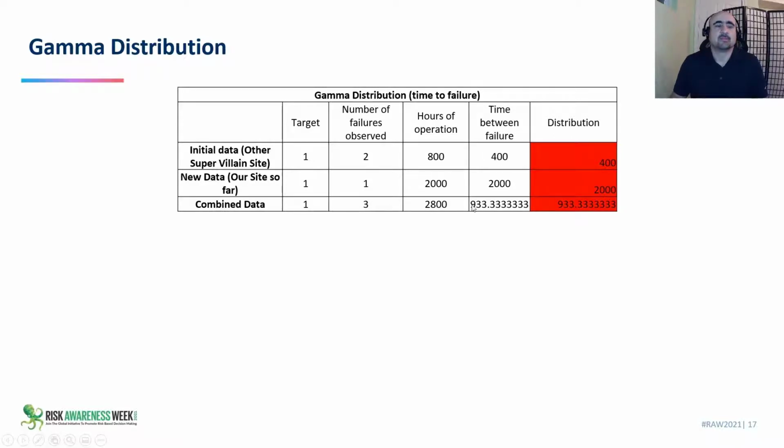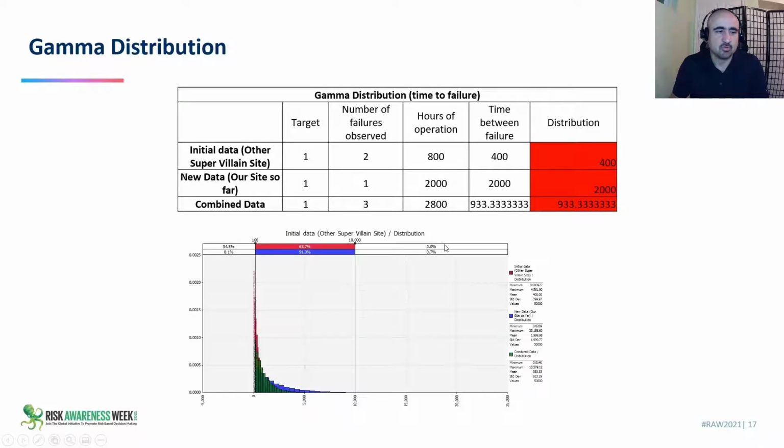And this is the time between failure, which is my other parameter I need. And at the back, I've got the distribution. And once again, here in red is my initial data, so it was failing much faster. The longer that distribution is, the longer it takes for the failure to happen. Then I've added the new data and combined them, so it shows the final distribution.